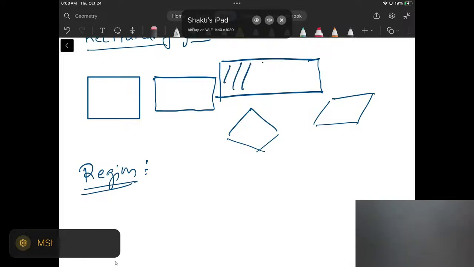So let's take this one region. Whatever we are going to mark, this one is one region, an enclosed one. Another region is this. So in our questions, basically we are asked that you have to find the area of this particular region.